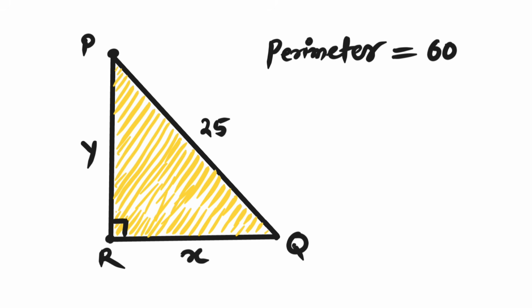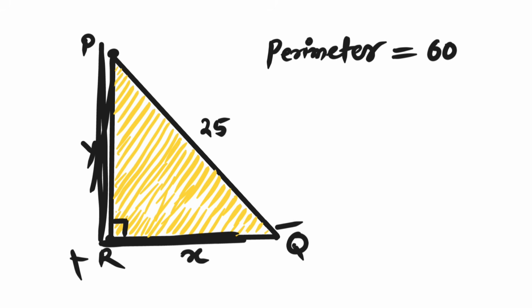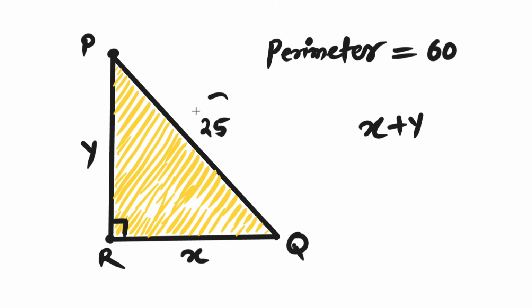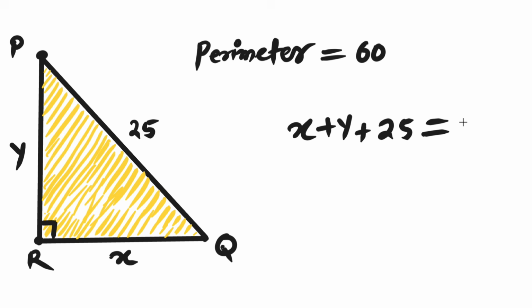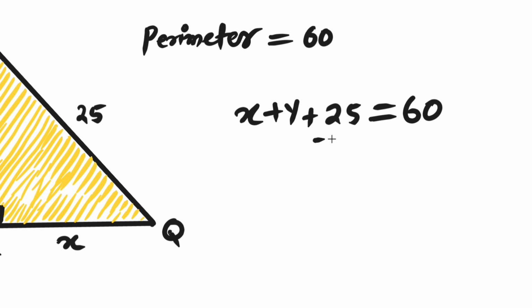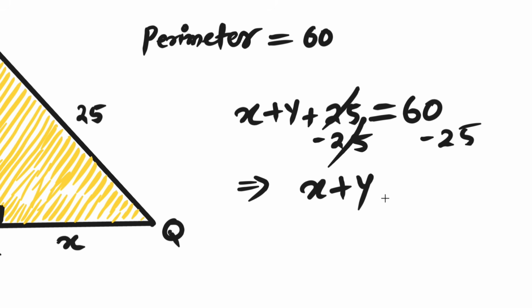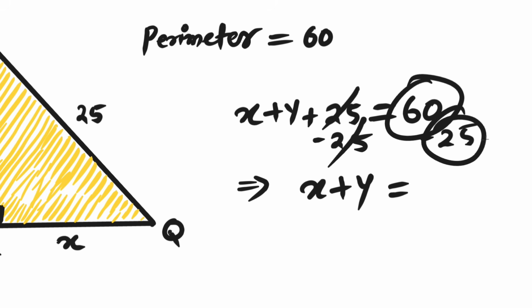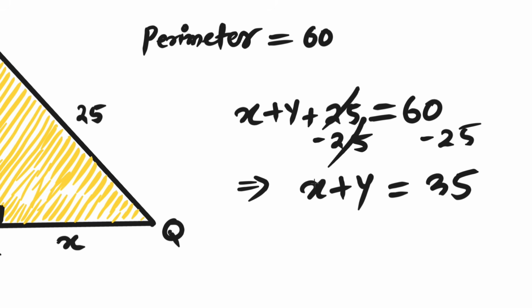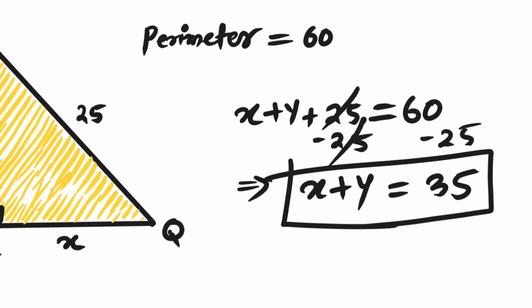Now, let's begin with the perimeter. Remember, the perimeter of a triangle is simply the sum of all three side lengths. So we add x, y, and the hypotenuse, which is 25. Since the perimeter is 60, we can write x plus y plus 25 equals 60. Now let's isolate x plus y. We subtract 25 from both sides. On the left, the positive 25 cancels with negative 25, leaving x plus y. On the right, 60 minus 25 gives us 35. So we have x plus y equals 35.